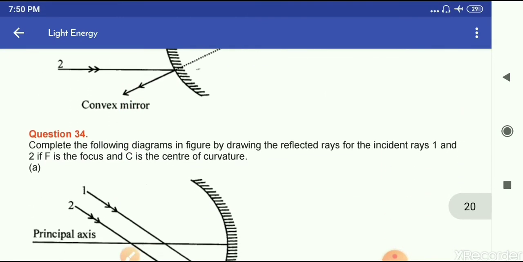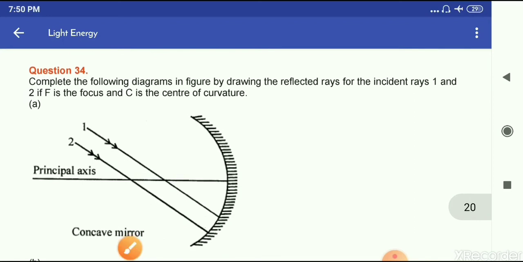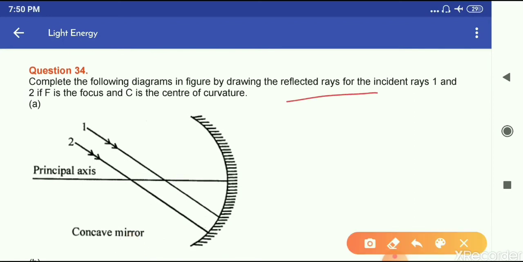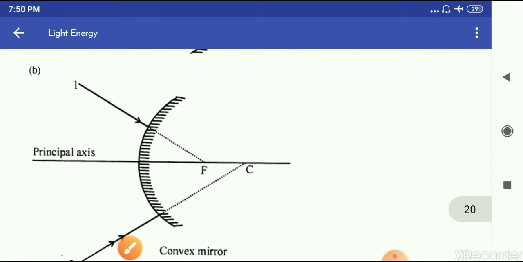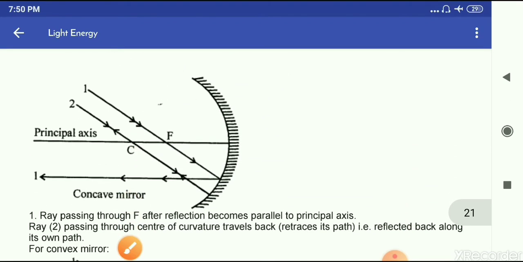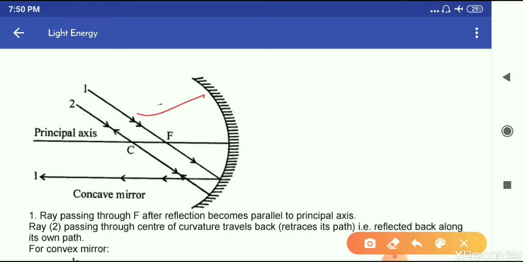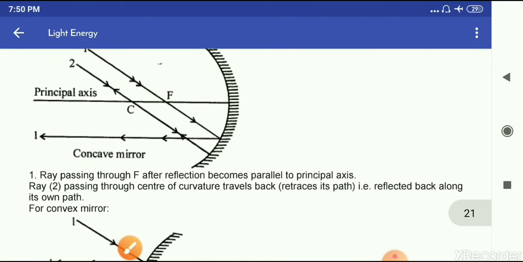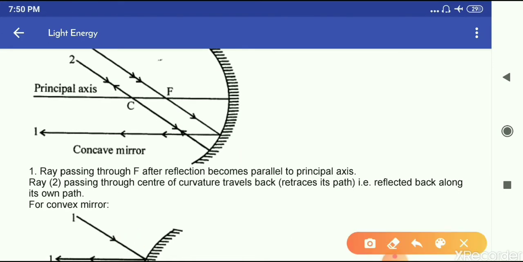Okay. Now question number 34. Complete the following diagrams in figure by drawing the reflected rays for the incident rays 1 and 2 if F is a focus and C is the center of curvature. Okay. So this is the answer for this one. This is a ray that passes through focus and this is a ray that passes through center of curvature and gets reflected back along its own path. A ray passing through F after reflection becomes parallel to the principal axis, as you can see here, and ray 2 passing through center of curvature retraces its path, that is, it is reflected back along its own path.